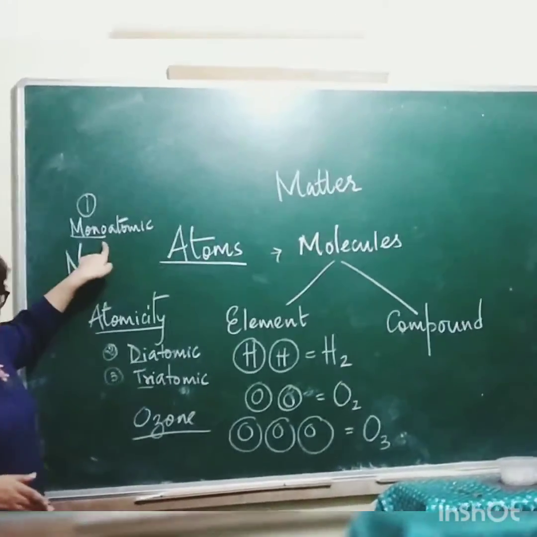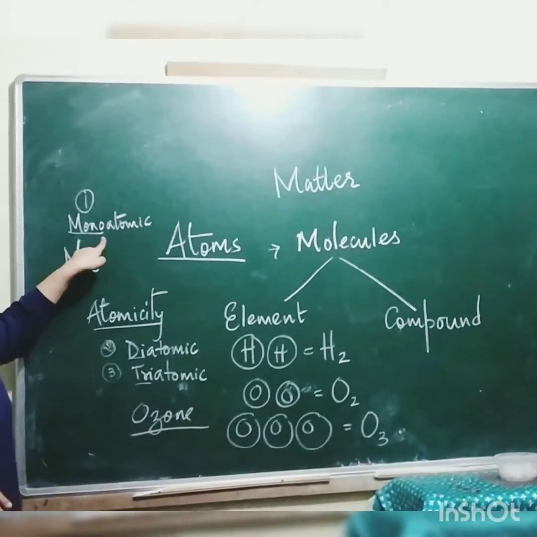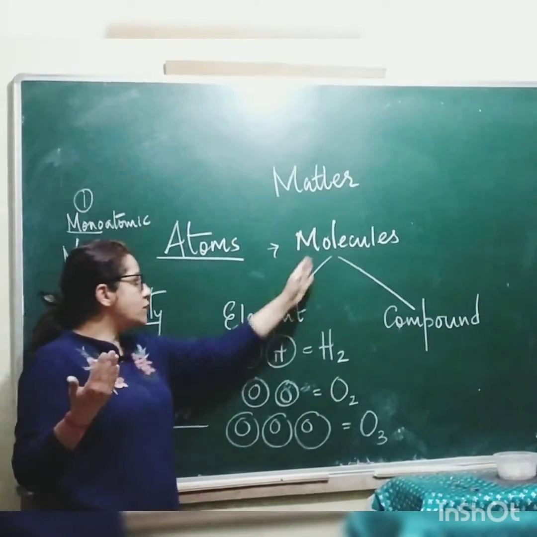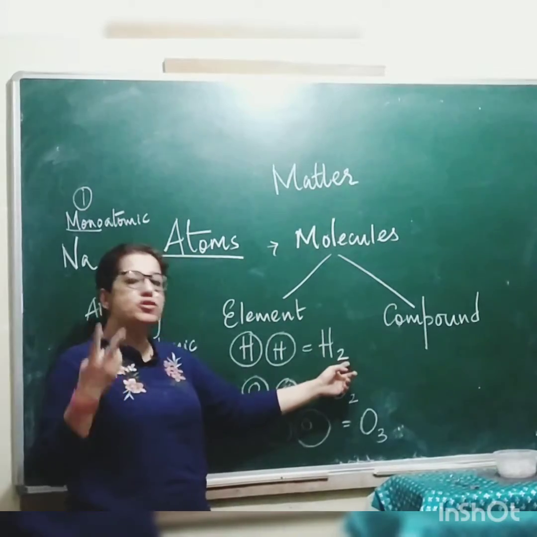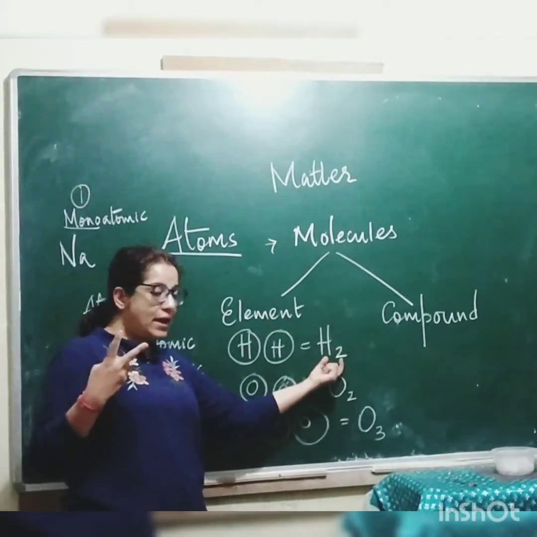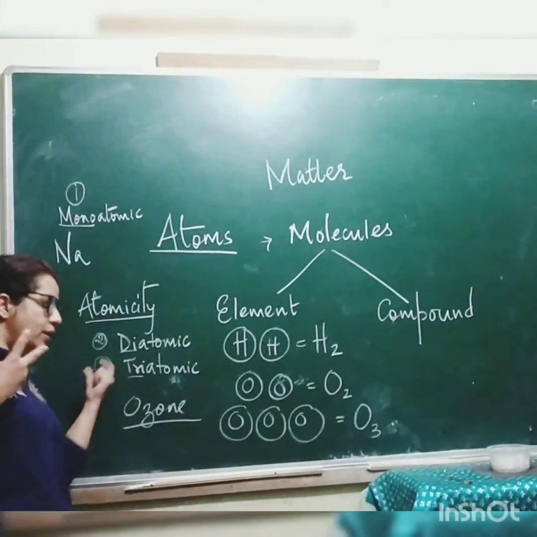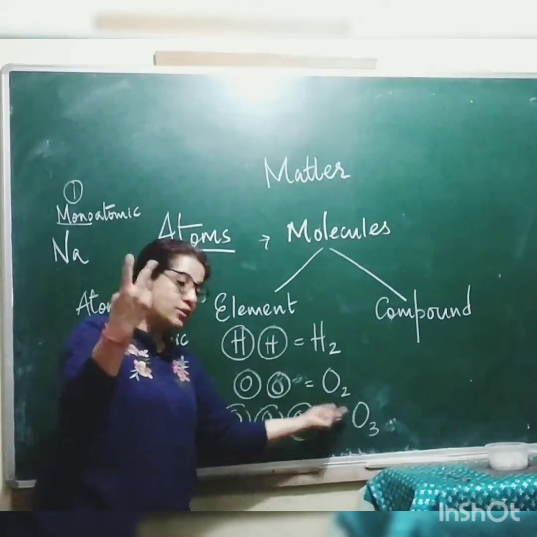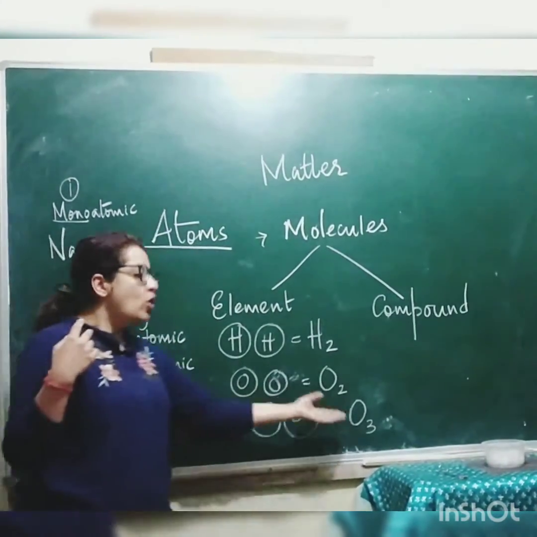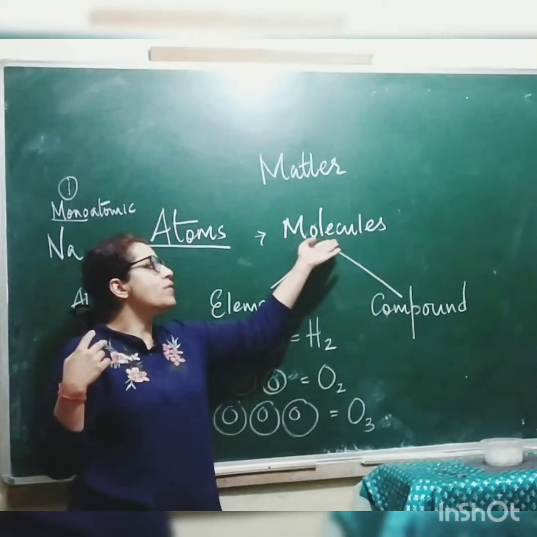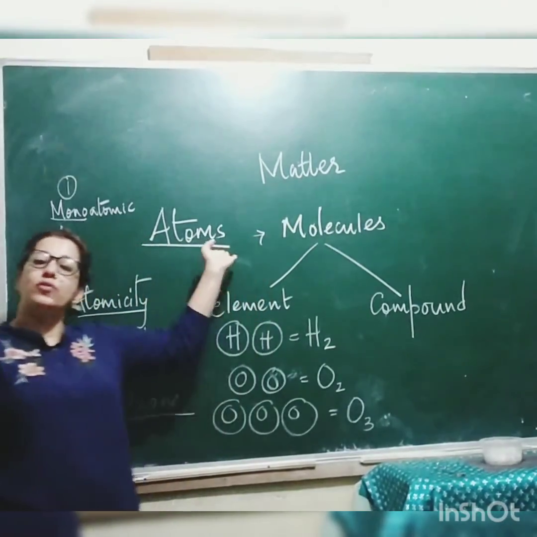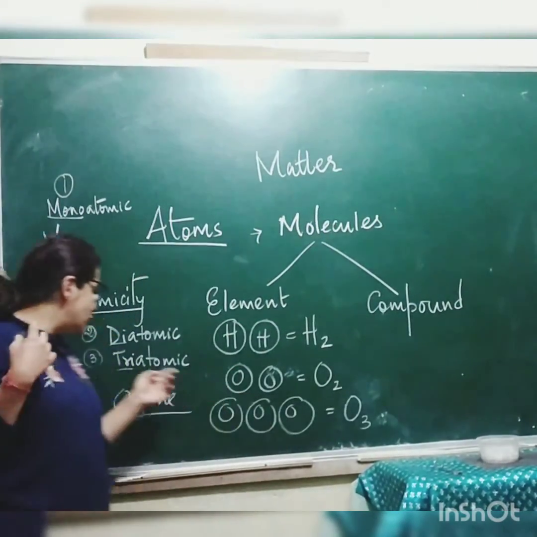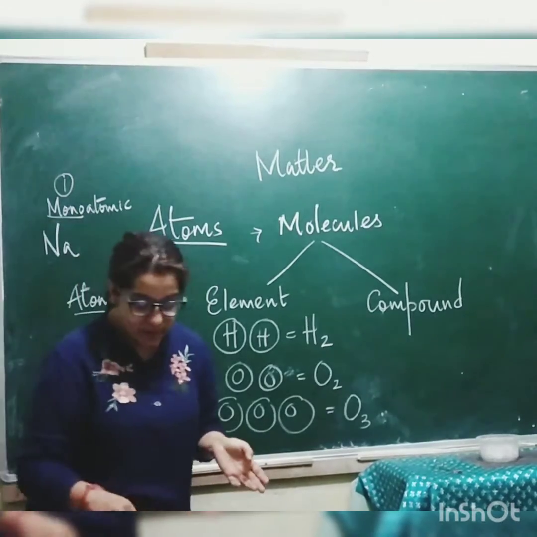So if there is only 1, like in sodium, monoatomic. Some molecules of an element are composed of 2 atoms, like in hydrogen, diatomic, oxygen, there are 2 atoms, diatomic. Ozone is a molecule of an element which consists of 3 atoms of oxygen, so triatomic.